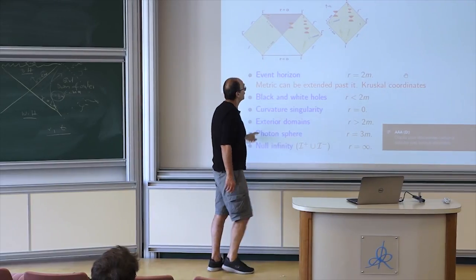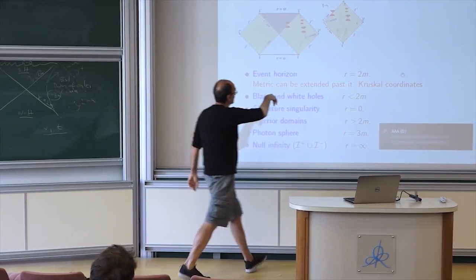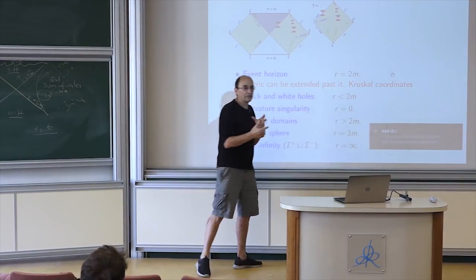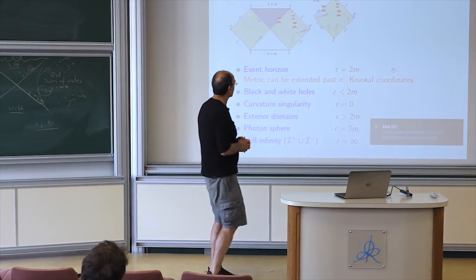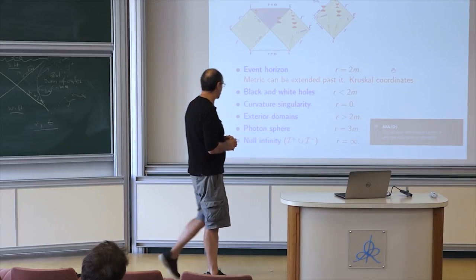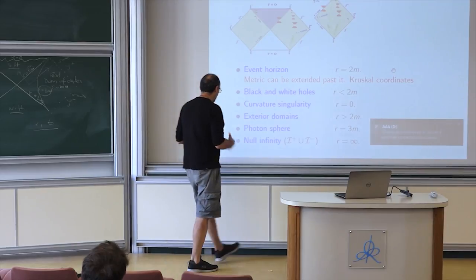The photon sphere, which I just started to talk about, is this region at r equals 3m, where you can have null geodesics which stay there forever. Okay? And that creates problems from the point of view of geometric optics and has an impact on the dynamics of the solutions.